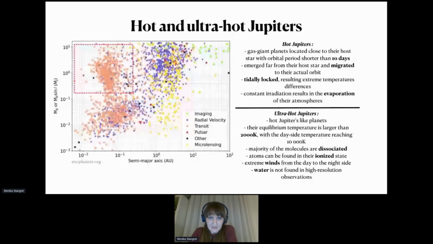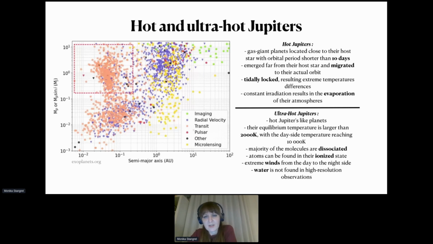And as my title said, I am interested in hot and ultra-hot Jupiters. What are those planets? Those planets are gas giant planets located close to their host star, and they have Jupiter masses. You can see them, they are located more or less here. And because most of those planets are tidally locked, one half of the planet is always facing the star, another not.